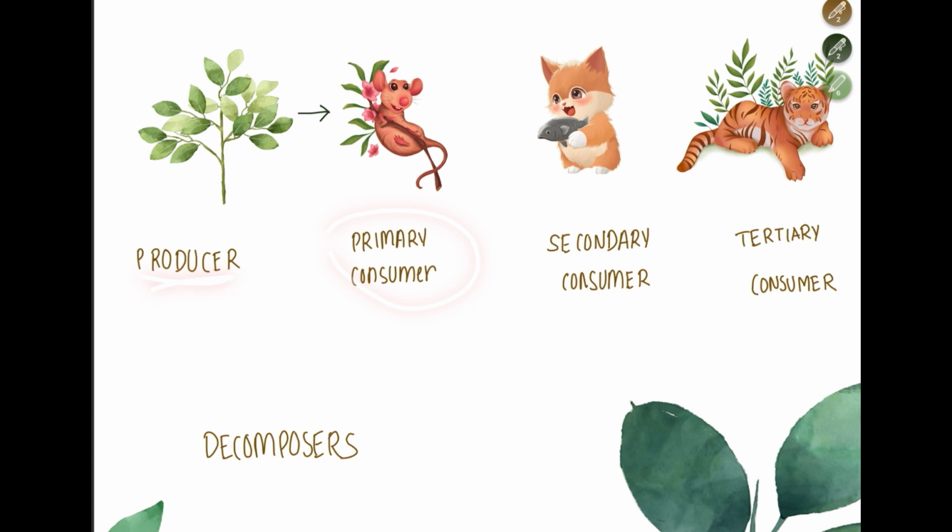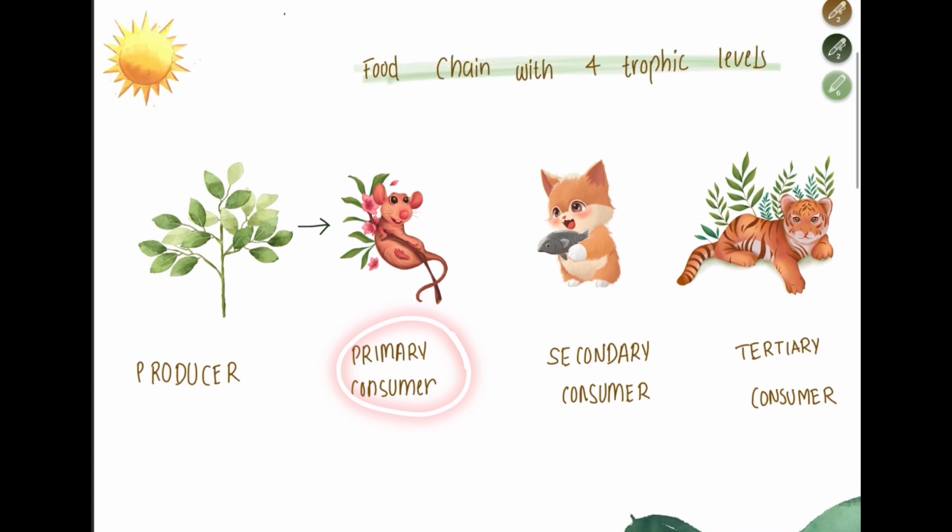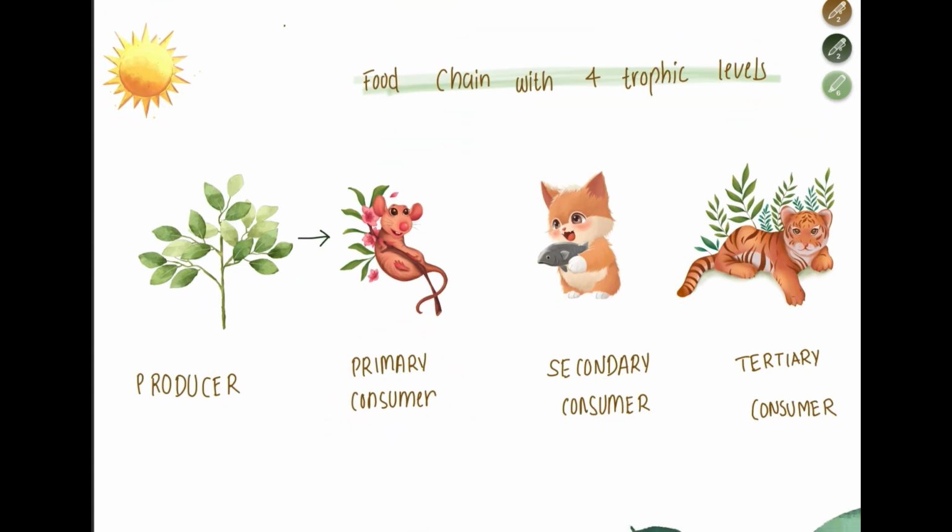Okay, and then you have a secondary consumer. A secondary consumer just eats the primary consumer, so you can draw an arrow like this. And then what's a tertiary consumer? Basically these are predators that feed on secondary consumers. Okay, so these are carnivores, and in this case this is also a carnivore.